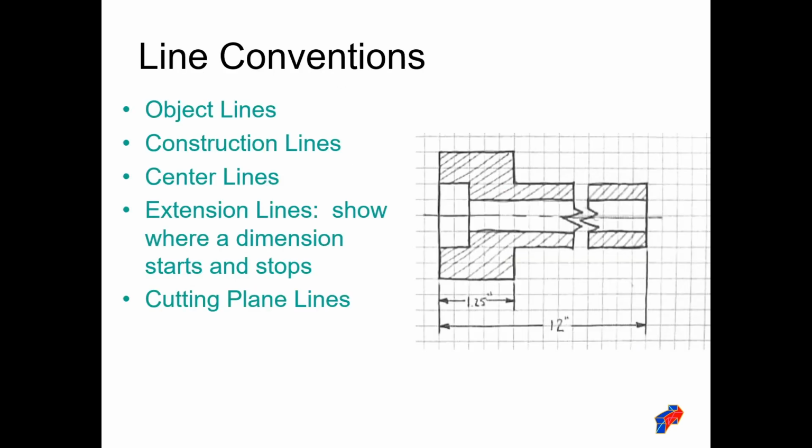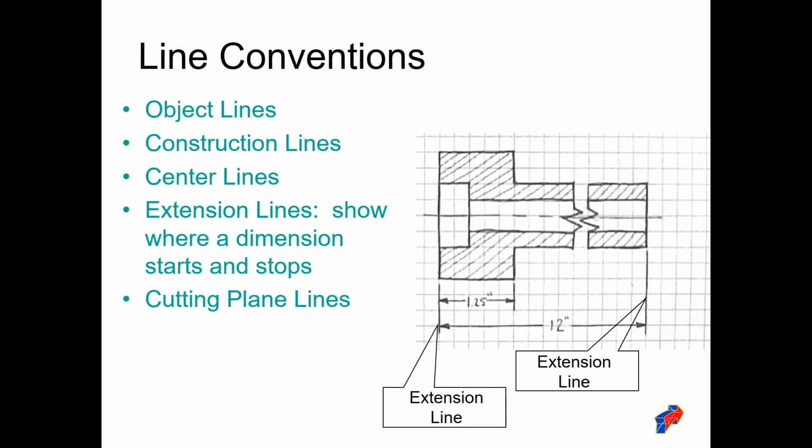There are line conventions in technical drawings. There are object lines, construction lines, center lines, extension lines, and cutting plane lines. Extension lines show where a dimension starts and stops. That is an extension line. That is also an extension line.